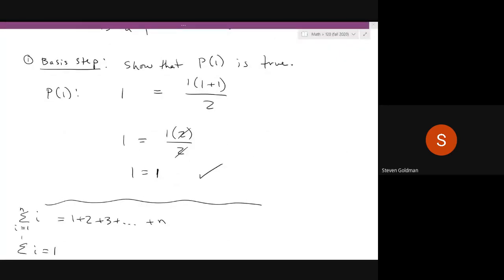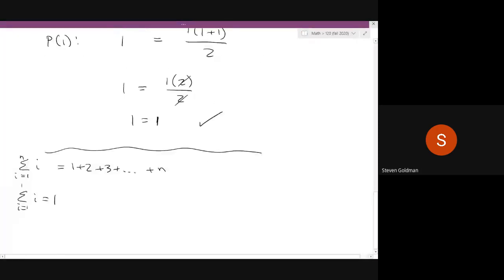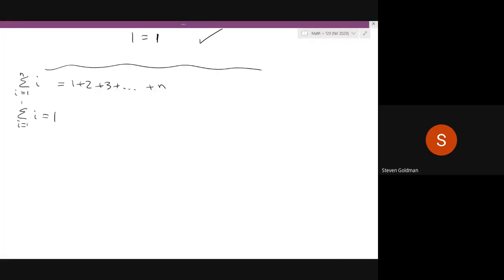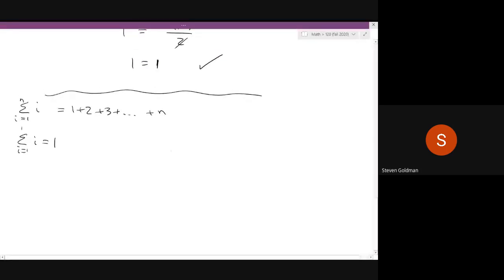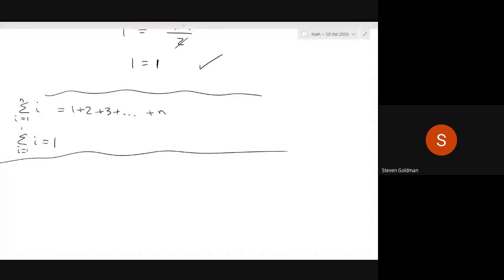Sometimes the wording won't be so clear, but you will always be able to figure out what statement you're trying to prove. It should somehow be given to you in the question. Any other questions before I continue?